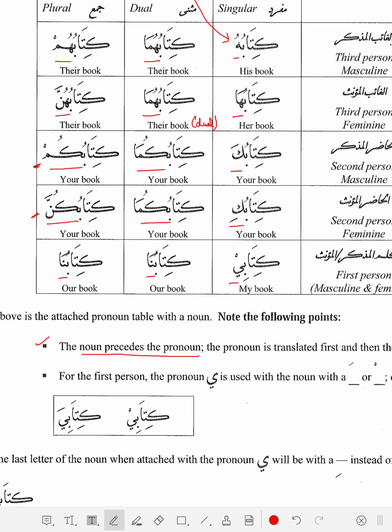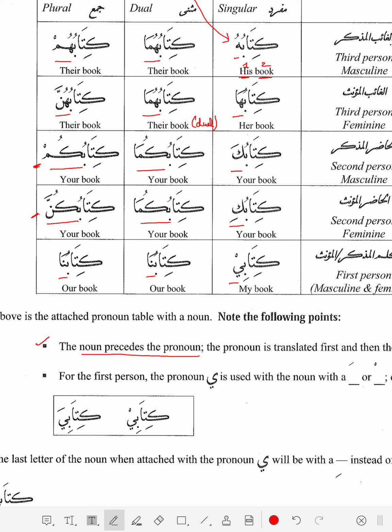But when we are doing the translation, we are reversing it. So the pronoun comes first and the noun comes later. We are reversing the translation sequence. This is just a pointer for you to keep in mind.